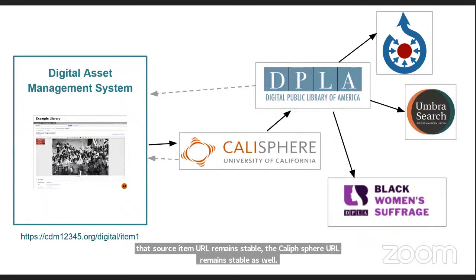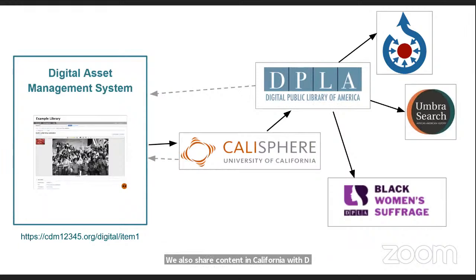We also share content in CalSphere with DPLA through our role as a statewide service hub, and DPLA works the same way as CalSphere. They harvest stuff from us. It's a harvesting model. Once the things are in DPLA, they direct users back to the source harvested item in order to fully interact with that resource. And then DPLA is in turn a conduit to other platforms and portals.